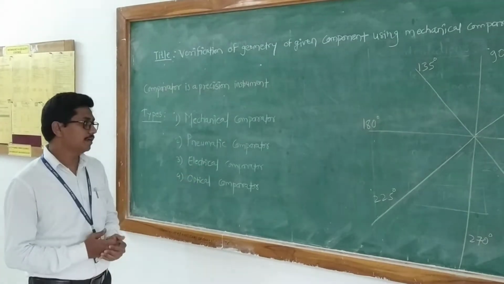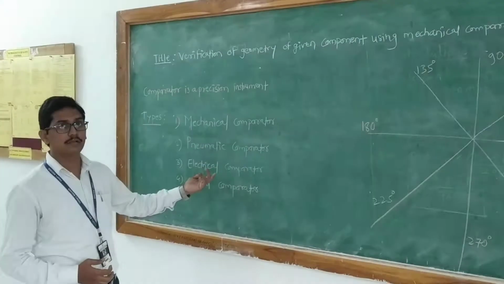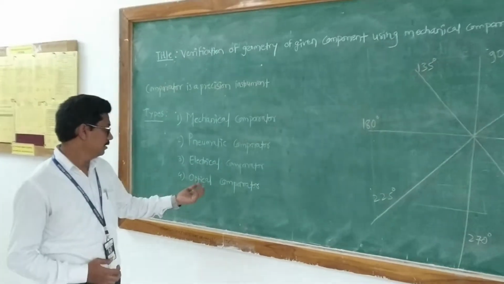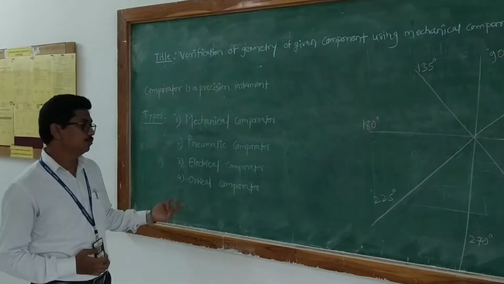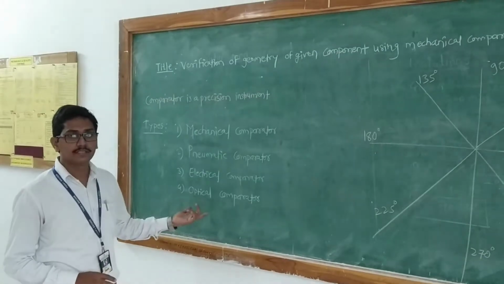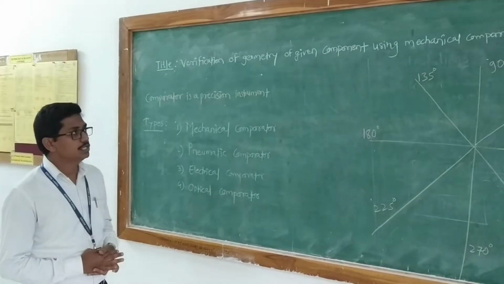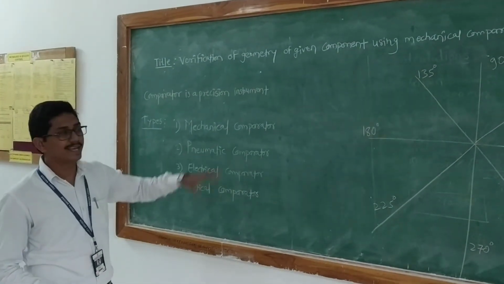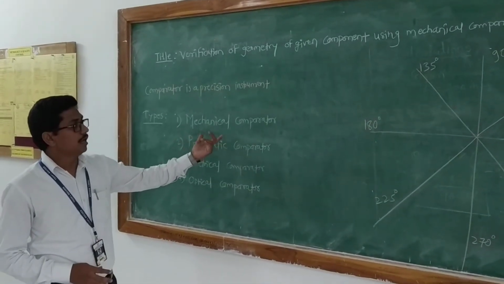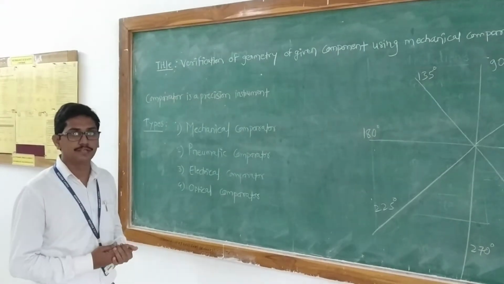The electrical comparator is one of the very precise and accurate comparators, used for the measurement of small displacements. The optical comparator is basically used to check the flatness of a component or any small angles on the component. So today we will discuss the mechanical comparator, how it is used, and how in industry it is used to check dimensions against the standard one.